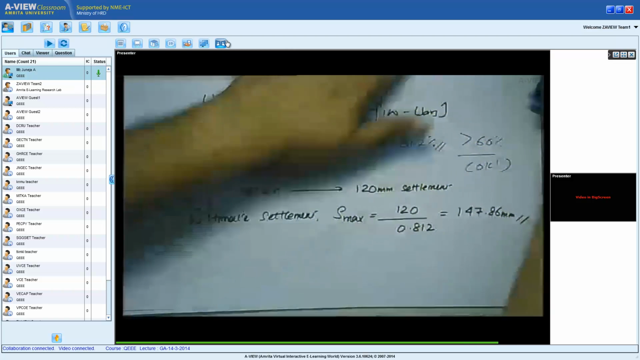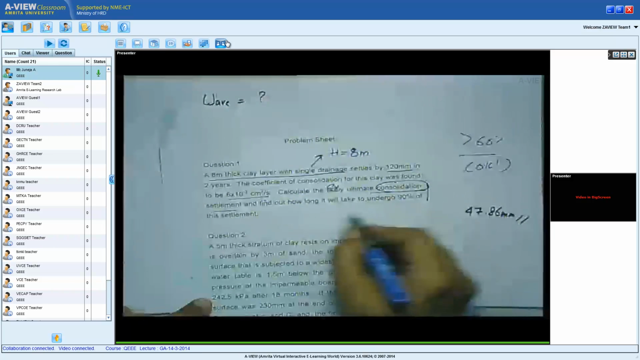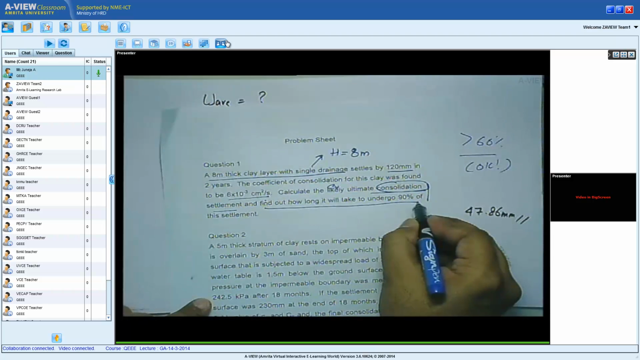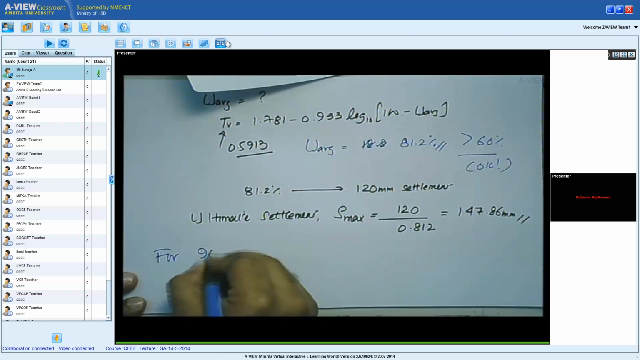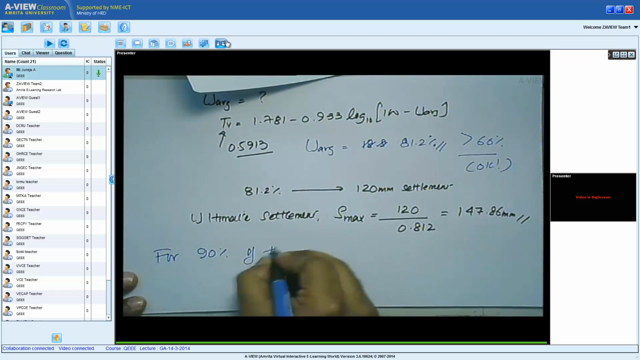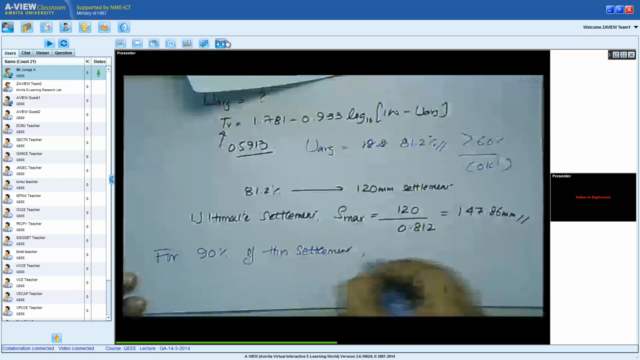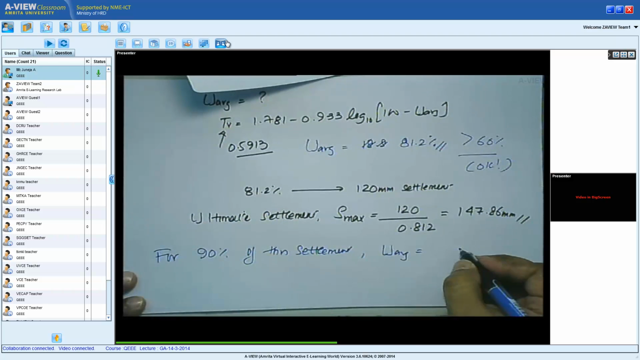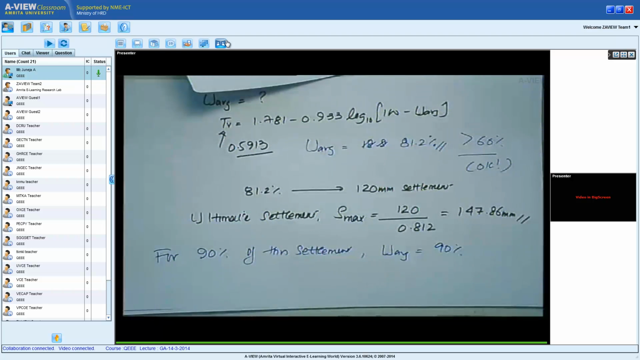Let me pull back the question again. The question says, what is the ultimate settlement? We have done that. And find out how long it will take for 90% settlement to occur. Okay, so for 90% of this settlement, U average should be 90%, right? So 90% settlement corresponds to 90% of U average.